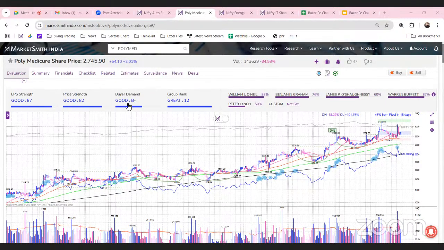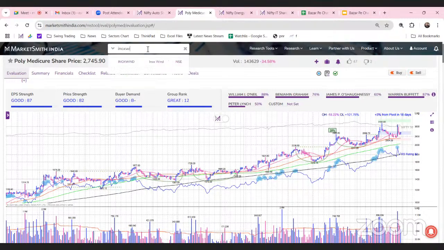But suppose it breaches 50 DMA, then there will be a problem. And today, if you ask whether there is any possibility of breaching 50 DMA, at least today there is no sign of it. So if someone is looking at this particular stock, just keep a stop loss around 50 DMA. If it decisively breaches, then only you can exit, and otherwise one can remain invested in this particular stock.